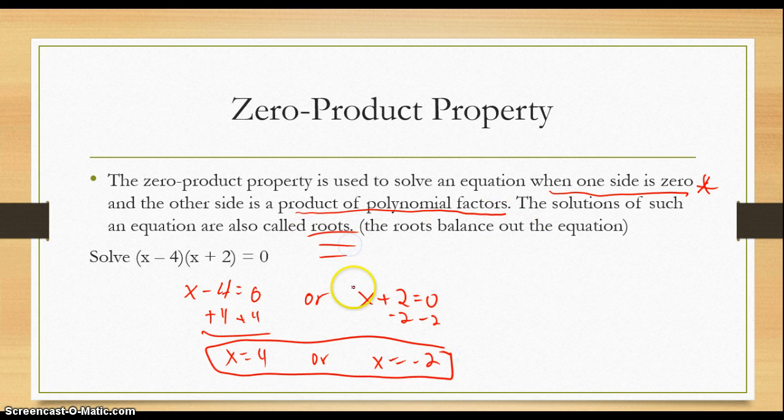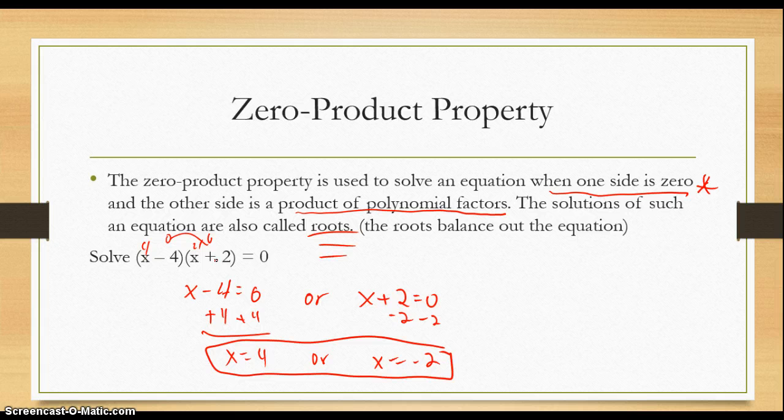Roots. Now, remember what I said, the roots balance out the equation. If I plugged in negative 2 for x, I could plug it in for either x, but in this one, if I plug negative 2 in, I get 0. So 0 times whatever would happen in that equation doesn't matter, it would be 0. So 0 does equal 0. If I plugged 4 in for both of my x's, I get 0 here, and I get 6 here, but 0 times 6 is 0, so it balances out.